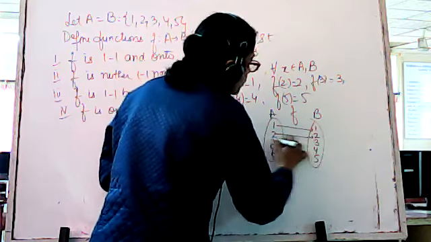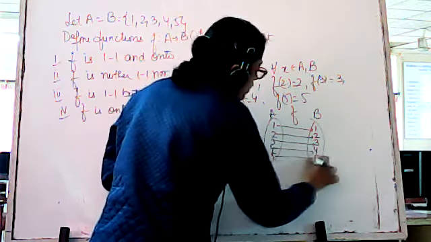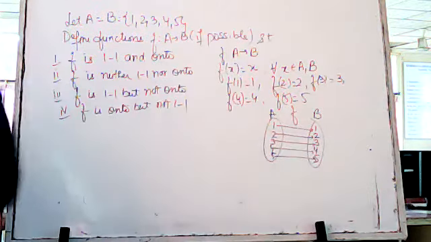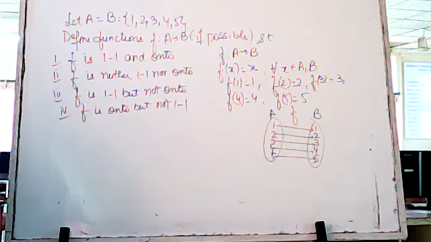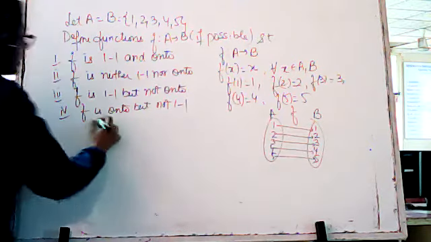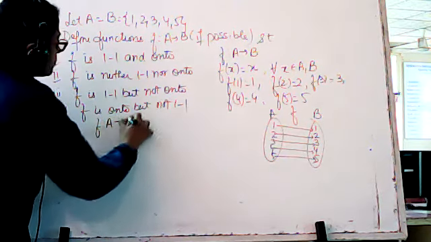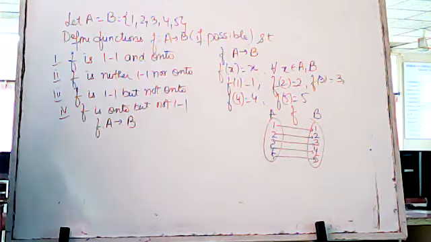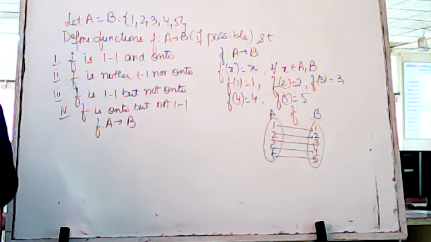1 की 1 है, 2 की 2 है, 3 की 3 है, 4 की 4 है और 5 की 5. Therefore f from A to B is 1-1. देखो 1-1 फंक्शन के लिए डेफिनेशन क्या थी, हर एलिमेंट की डिफरेंट इमेज होनी चाहिए, is 1-1.